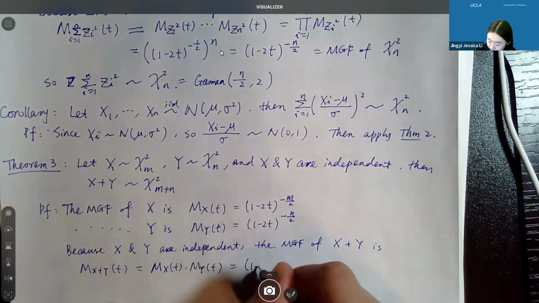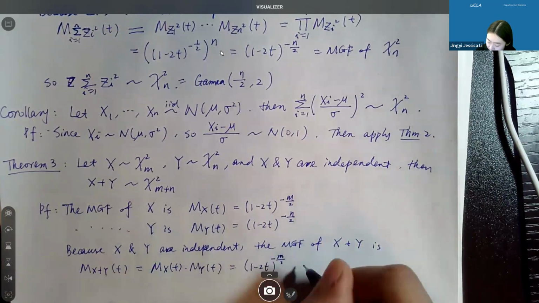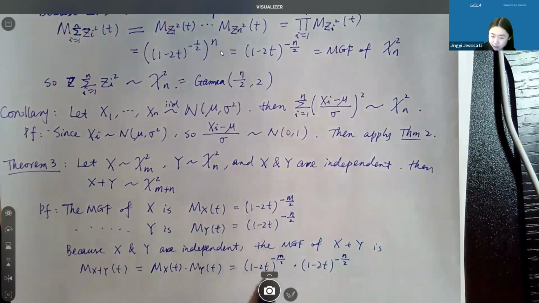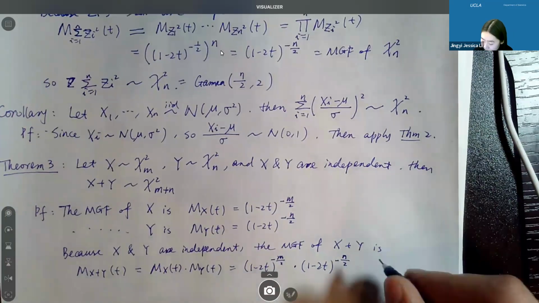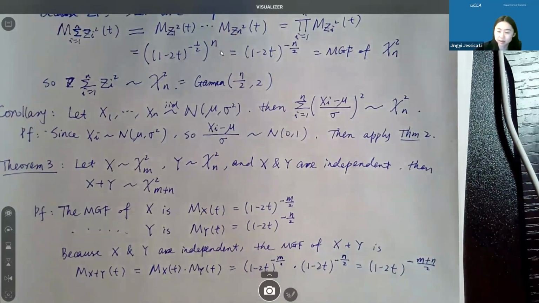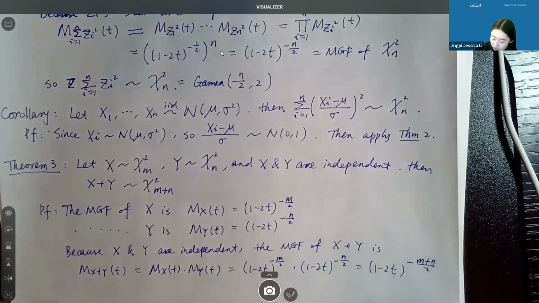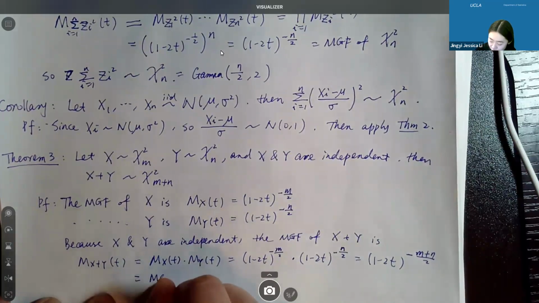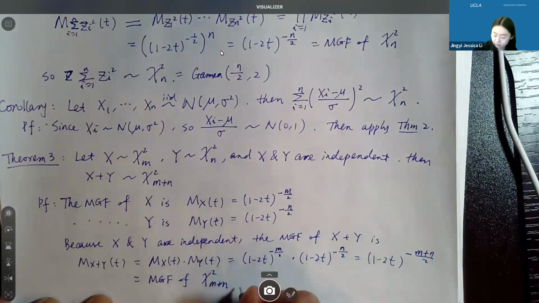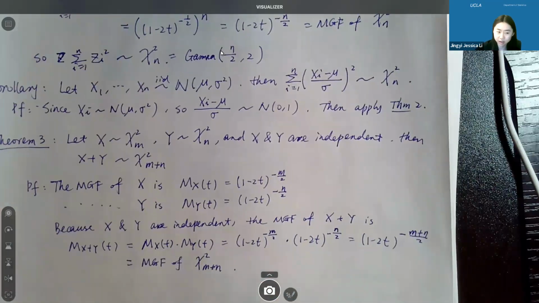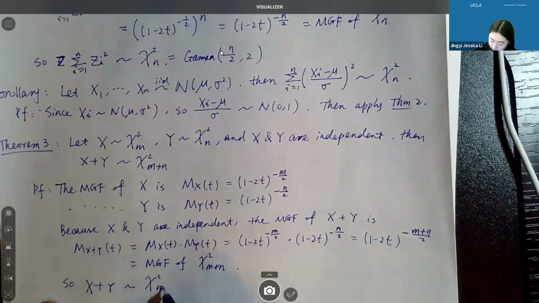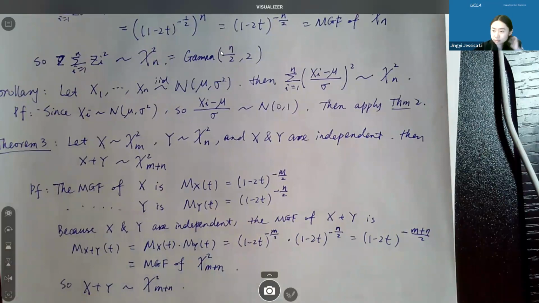So basically, they share the same base. And we know that when we multiply two power terms with the same base, we just add up their powers. So that's (1 minus 2t) to the power negative (m plus n) over 2, right? I combine the power. So you see, we can recognize this is the MGF of chi-square with degrees of freedom m plus n. So we conclude that X plus Y follows chi-square with m plus n as the degrees of freedom.